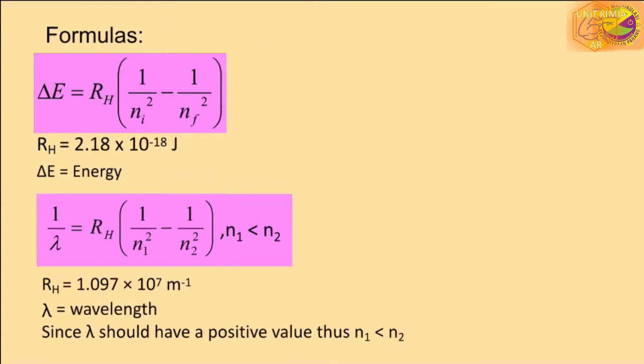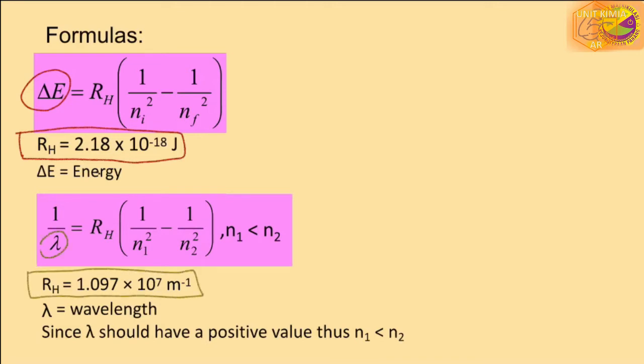Both formulas have Rh. If you are calculating energy, the value of Rh you must use is 2.18 times 10 to the power of negative 18 joules. But if you are using the Rydberg equation to find wavelength, the value of Rh you must use is 1.097 times 10 to the power of 7 per meter.